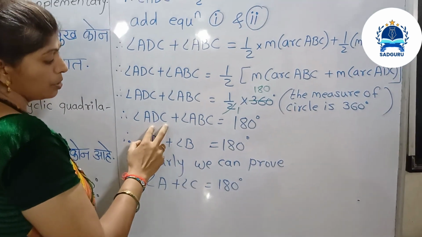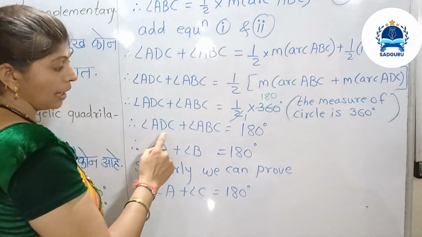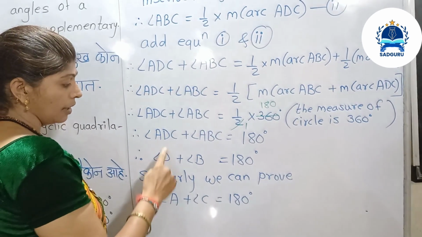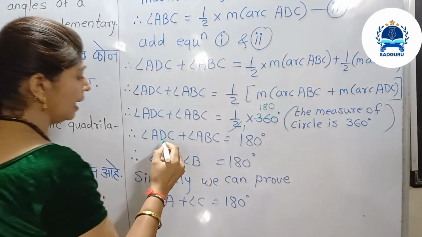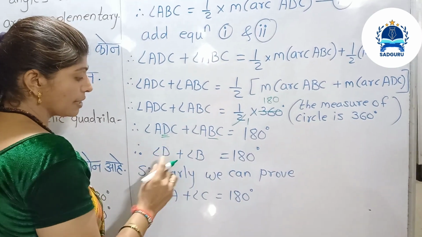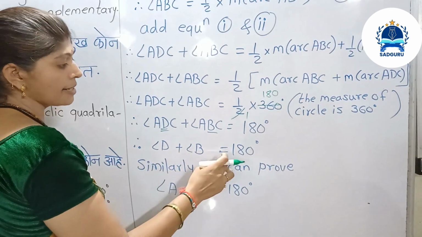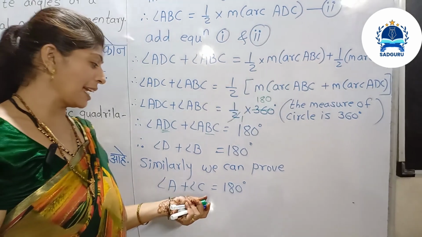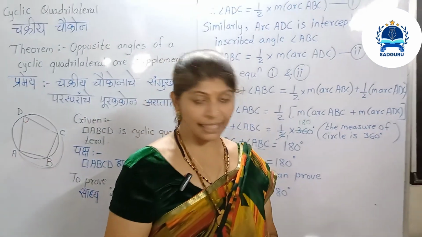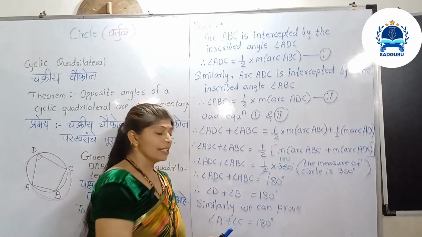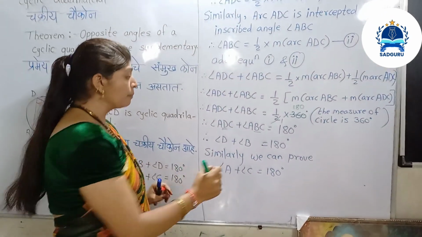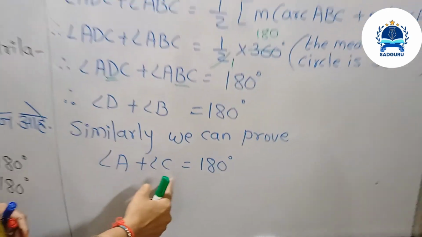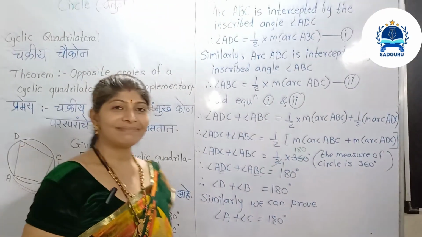Here, we use three letters to denote the angle, but we can also denote the angle by a single letter, that is the middle letter: angle D and angle B. The measure of angle D plus angle B is equal to 180. Similarly, we can prove angle A plus angle C is equal to 180. We need not prove it again; we can only write down the statement.